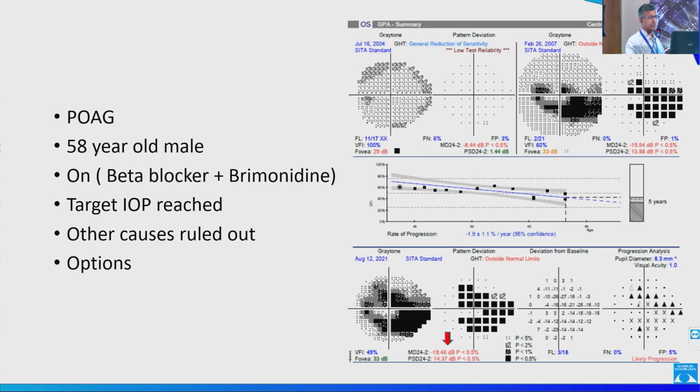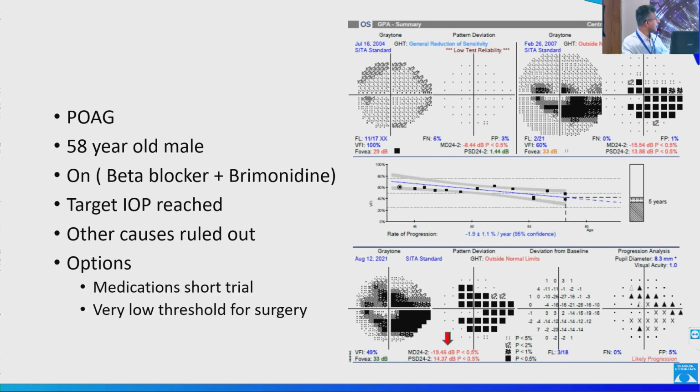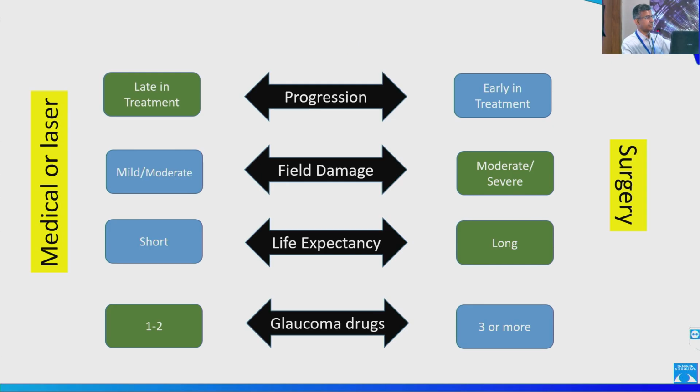So this is another 58-year-old, similar situation on 2 drugs, target IOP reached. Medications, I would consider very short trial only here, because the defects are close to fixation. So here, because the field damage is moderate to severe, you might just try escalating 1 medication, see whether you can get something done, otherwise just go in for a surgical intervention on him.